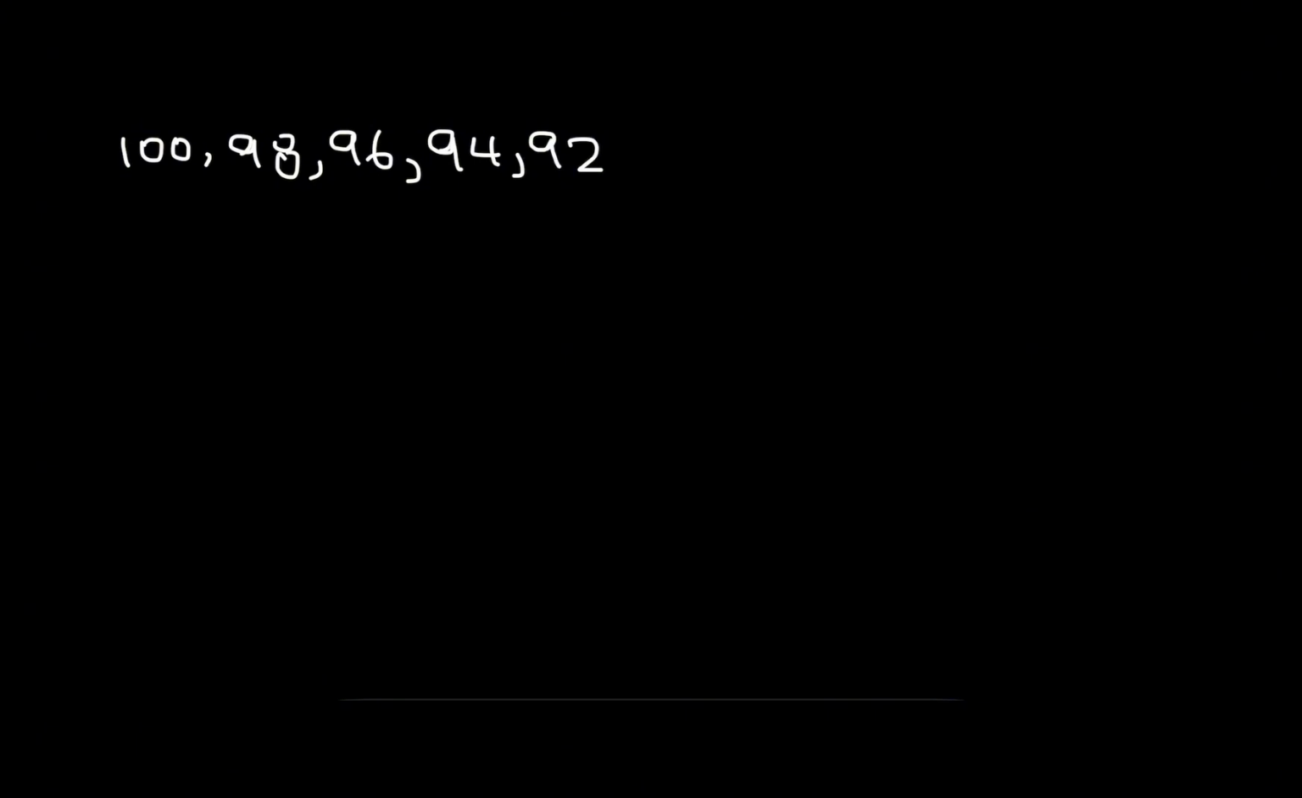Now, we notice that there is a difference between the values of -2. That is, 100 take away 2 is 98. 98 take away 2 is 96. 96 take away 2 is 94. Therefore, we have a common difference of -2. This means that this sequence is an arithmetic sequence.